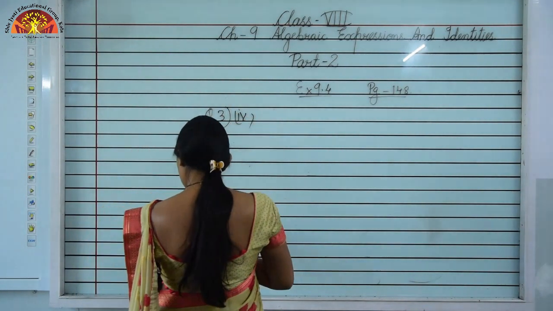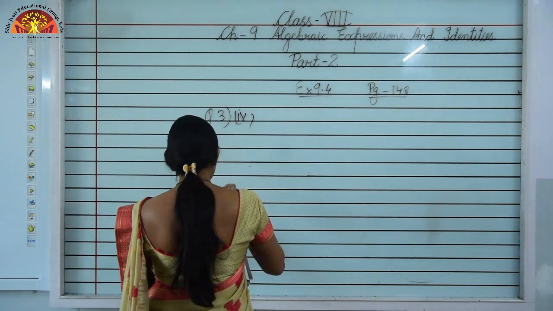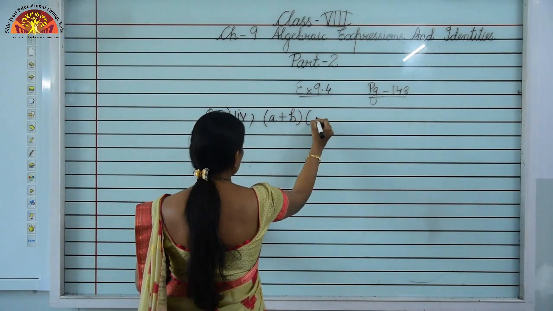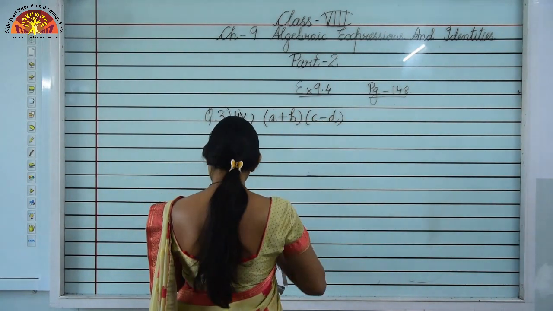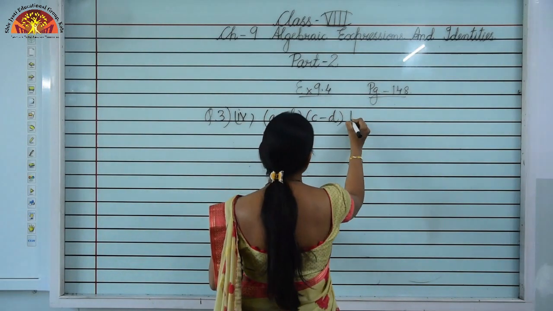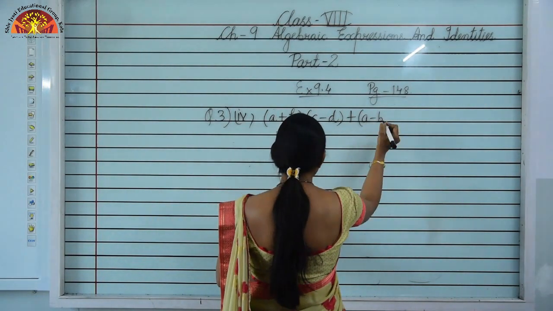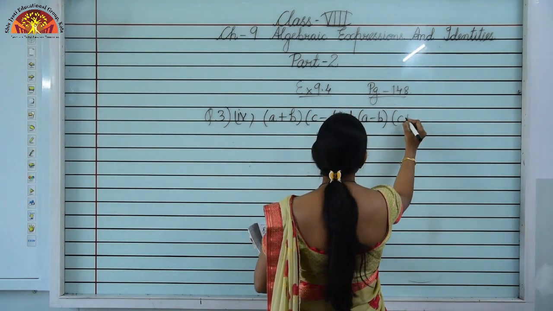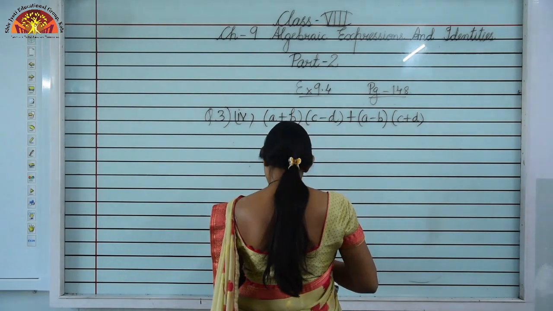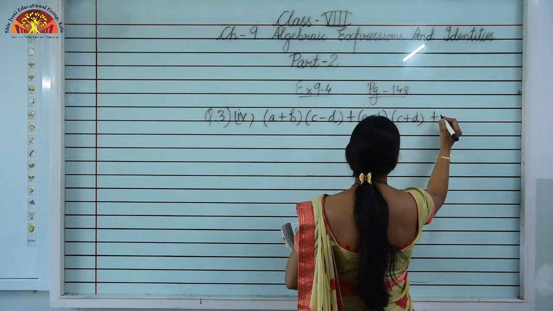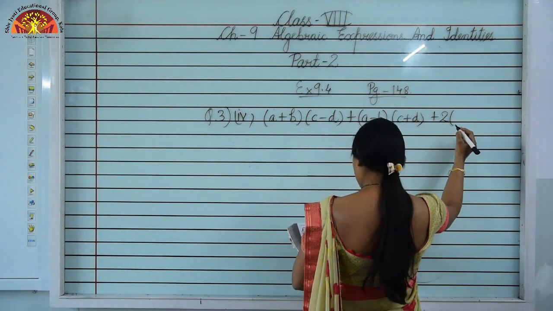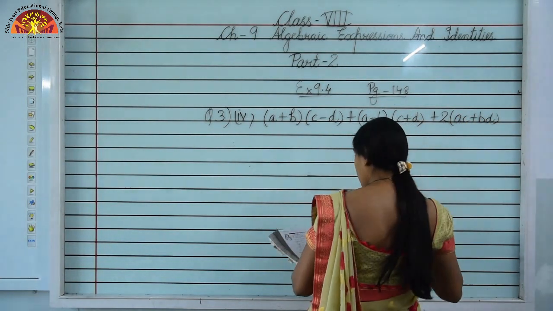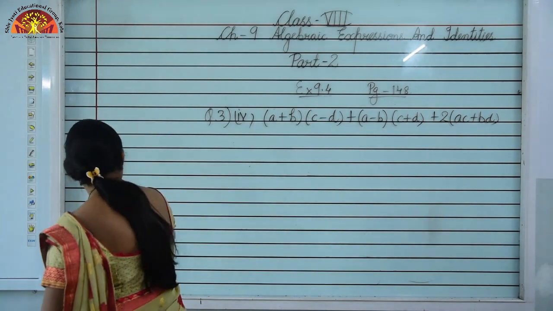Now what is given? That is (a plus b) into (c minus d) plus (a minus b) into (c plus d) plus twice of (AC plus BD). Okay. Now what you have to do? You have to carry out the simplification.